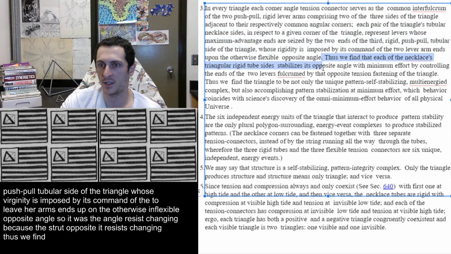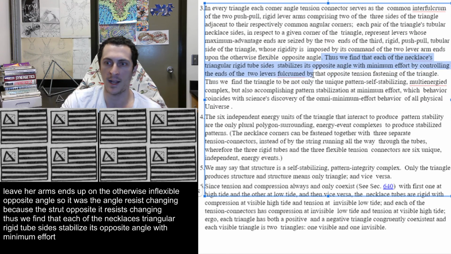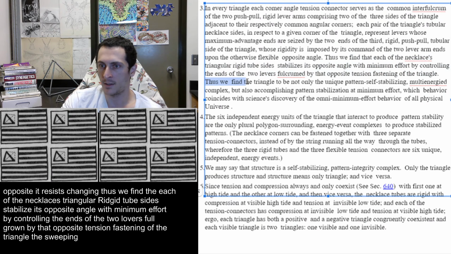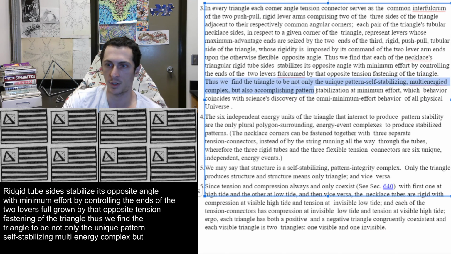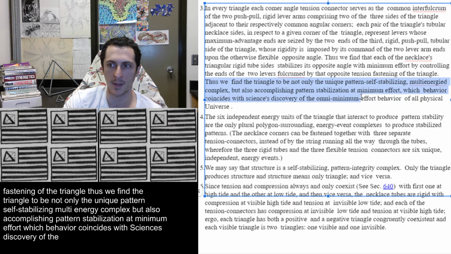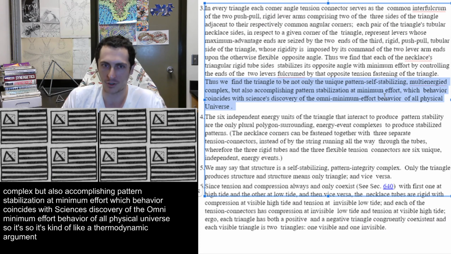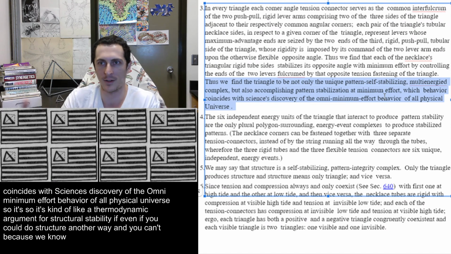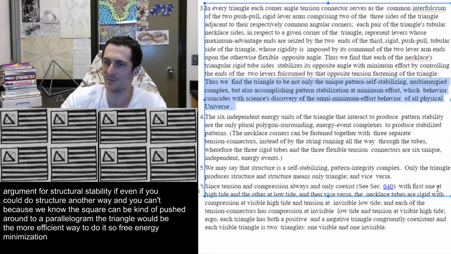Thus, we find that each of the necklace's triangular rigid tube sides stabilize its opposite angle with minimum effort by controlling the ends of the two levers fulcrumed by that opposite tension fastening of the triangle. Thus, we find the triangle to be not only the unique pattern self-stabilizing multi-energy complex, but also accomplishing pattern stabilization at minimum effort, which behavior coincides with science's discovery of the omni-minimum effort behavior of all physical universe. So it's kind of like a thermodynamic argument for structural stability. Even if you could do structure another way, and you can't, because we know the square can be pushed around into a parallelogram, the triangle would be the more efficient way to do it. So free energy minimization, go for it. 4.